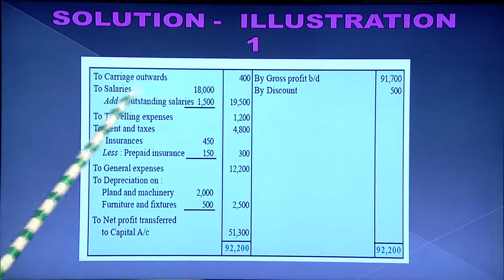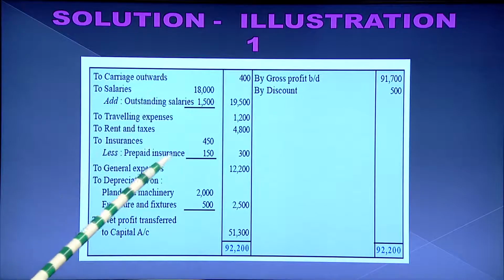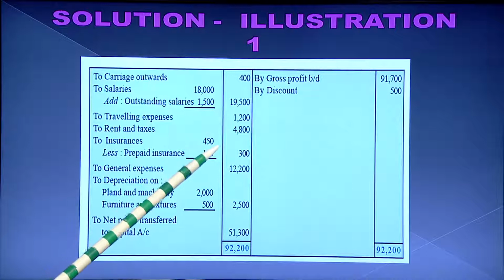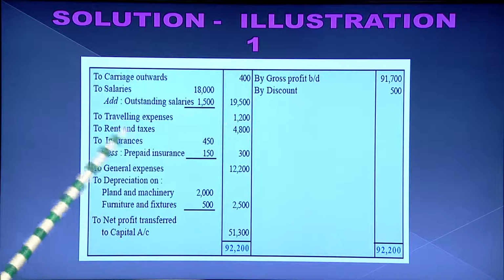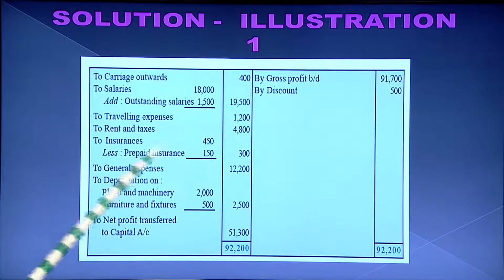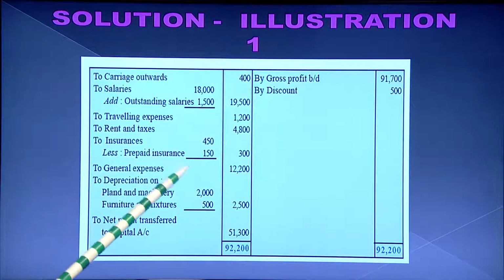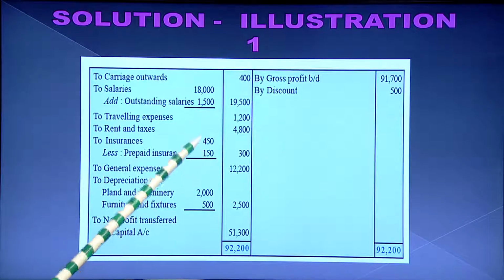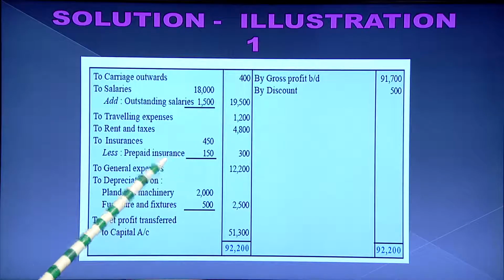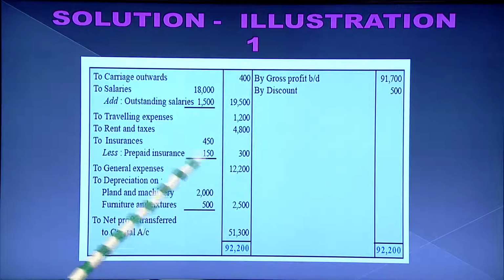Next is salaries. Salary is 18,000, and one adjustment is here, outstanding salary is 1,500. So, the total salaries is rupees 19,500. Next is travelling expenses, 1,200, rent and taxes, that is 4,800, insurance 450, and dear learners, there is an adjustment that prepaid insurance is rupees 150. So, we will deduct this amount from the total amount of insurance, that is 450, the final amount of insurance is 300. Next is general expenses. This is also indirect expenses. So, 12,200 will be written here.